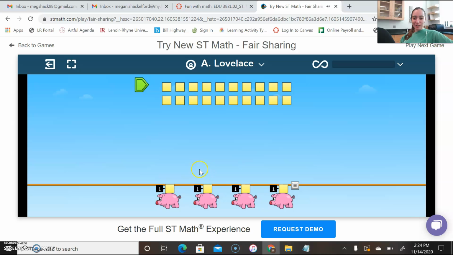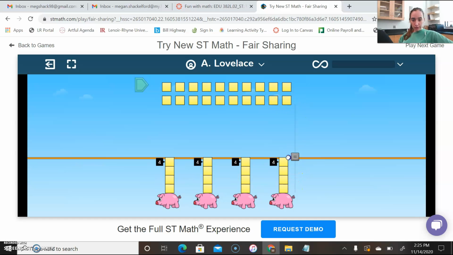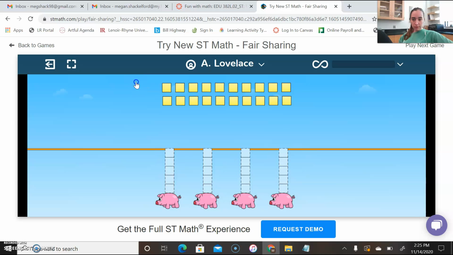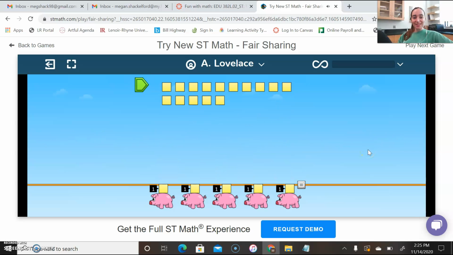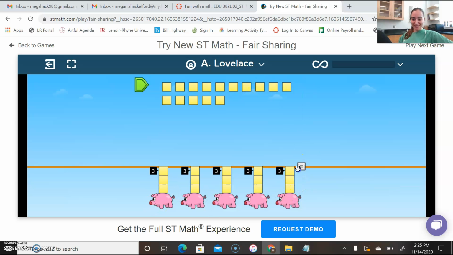Oh, so much faster than clicking by myself. 2, 4, 6, 8, 10, 12, 14, 16, 18, 20. By 4 frogs, everyone gets 5. Yay! 2, 4, 6, 8, 10, 11, 12, 13, 14, 15. By 5 frogs, everyone gets 3.